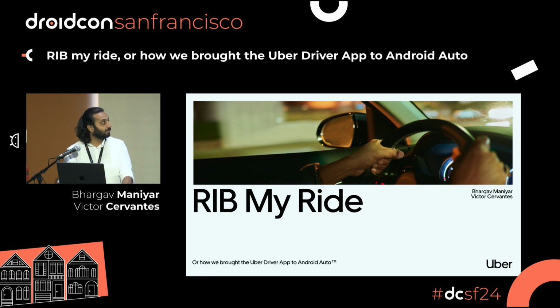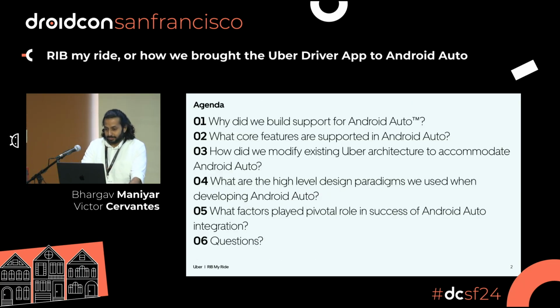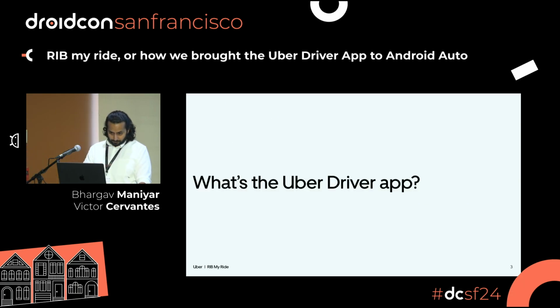We will be presenting RIB My Ride, or how we brought Uber driver app to Android Auto. So here's a quick agenda. We'll go through why we built it first, then what core features we supported, then we'll go over how we modified Uber's existing architecture, and some high-level paradigms we'll be using for developing Android Auto, and some success factors that played a pivotal role for Android integration.